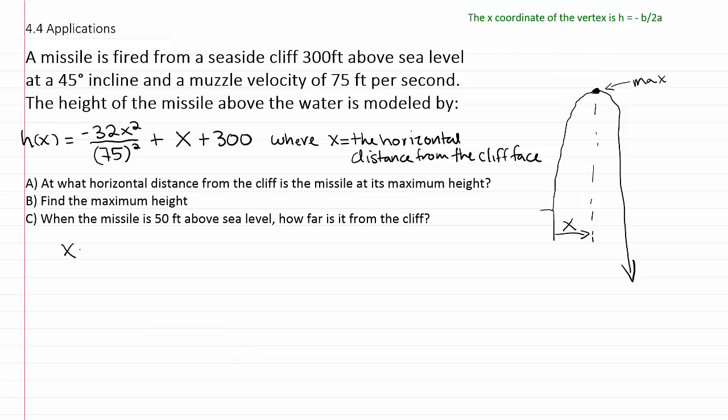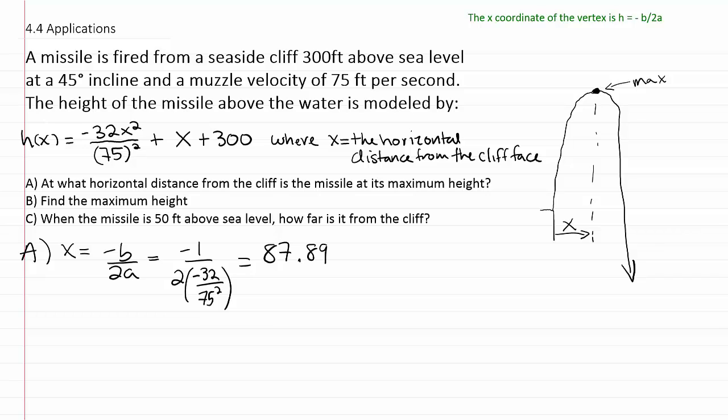The x-coordinate that we're looking for in part A is equal to negative b over 2 times a. In our example, that will be negative 1, because the number in front of x is just 1. So we have negative 1 over 2 times that complicated looking fraction, negative 32 over 75 squared. Just work that out using your calculator to perform the arithmetic. So you end up getting roughly 87.89 when you do that, and that of course will be in feet. Okay, so we have the answer to part A.